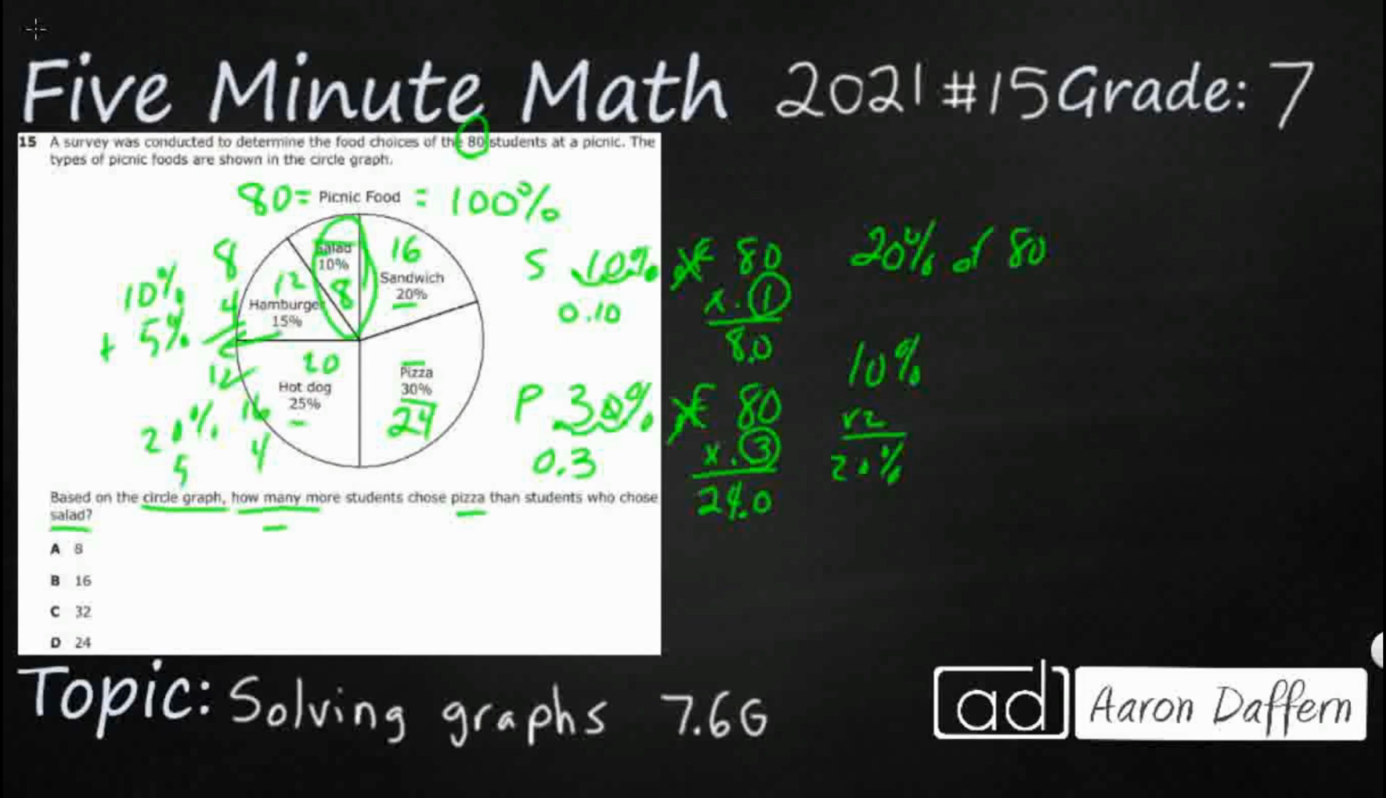But we need to subtract our pizza and our salad. Pizza and salad, 24 minus 8, is going to be B, 16.